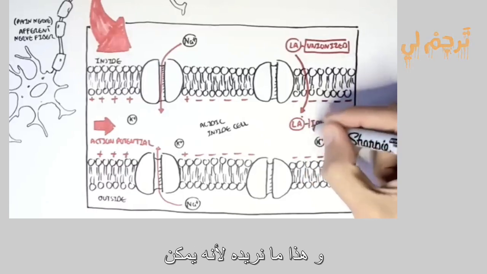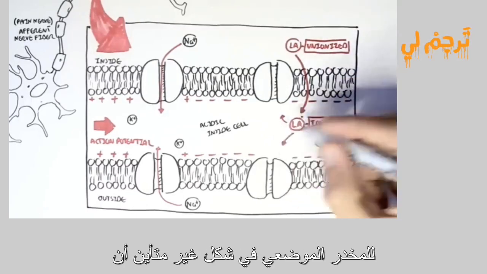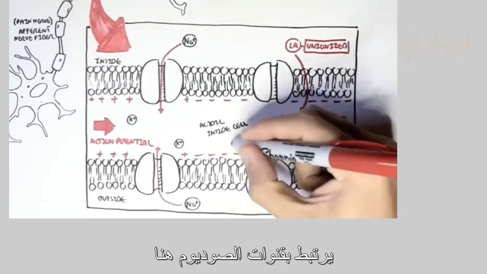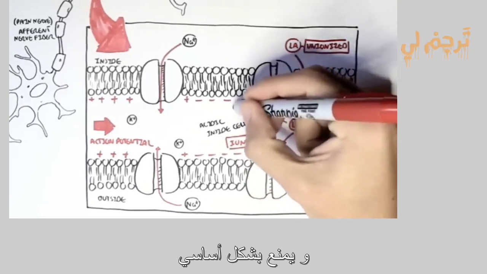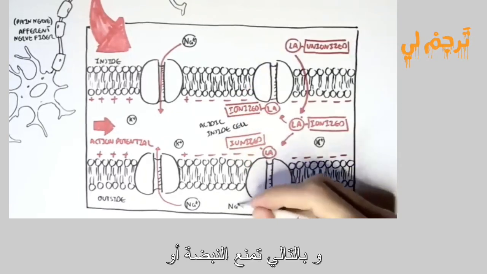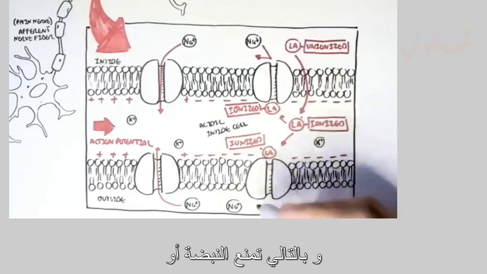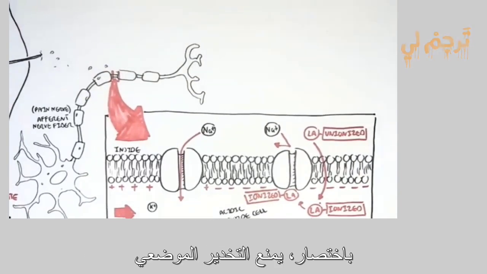And this is what we want, because then the local anesthetic in an ionized form can bind on the sodium channels here and essentially prevent the sodium ions from coming inside the neuron, and so prevent the impulse or action potential from propagating down along the neuron.